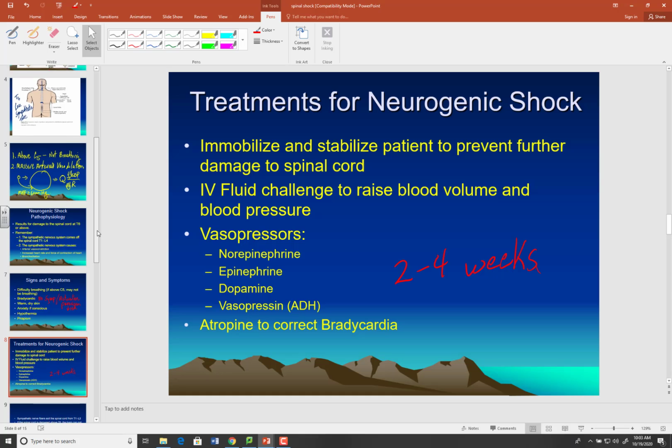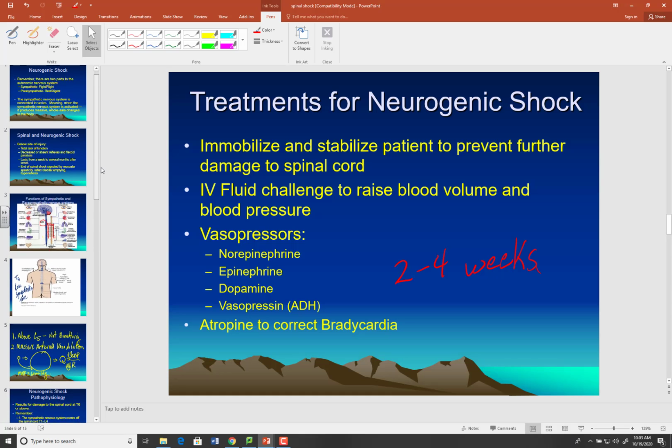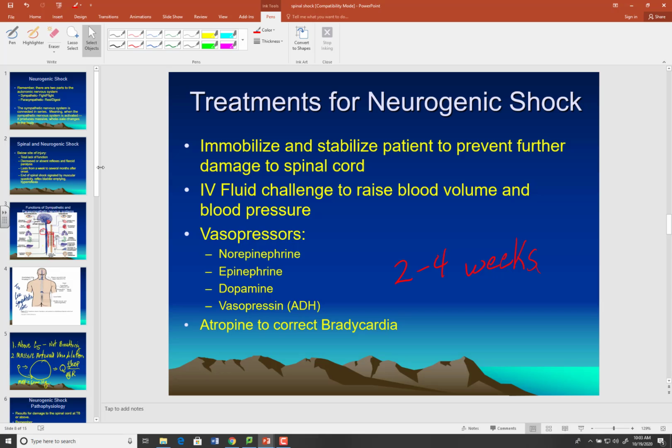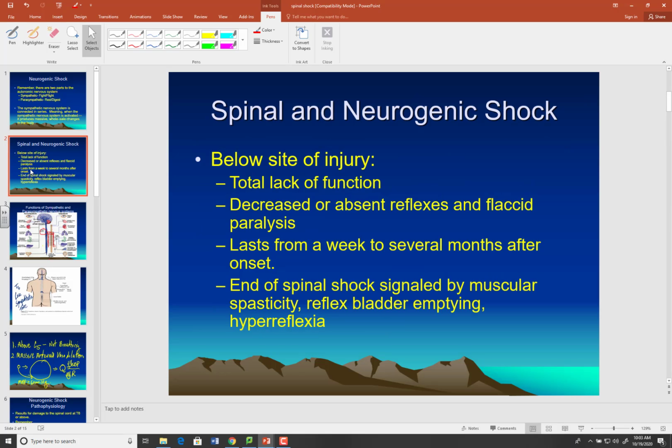Now, let me just make this statement real quick, all right? Now look, there's a difference between spinal shock and neurogenic shock, right? Neurogenic shock is what I just talked to you about. Spinal shock is what occurs as a result immediately after the spinal cord injury. So spinal shock, this is what we're talking about here. They're going to have total lack of function below the injury. They will have decreased or absent reflexes and flaccid paralysis.